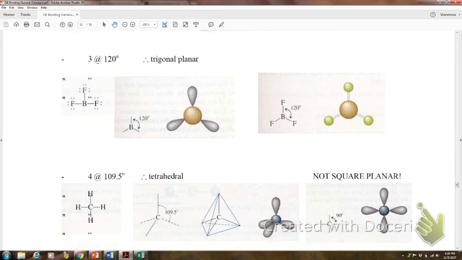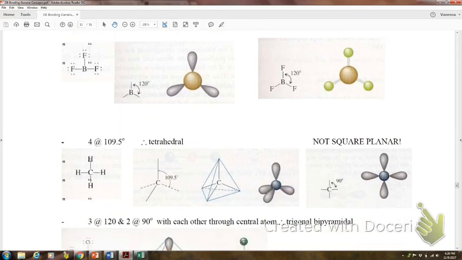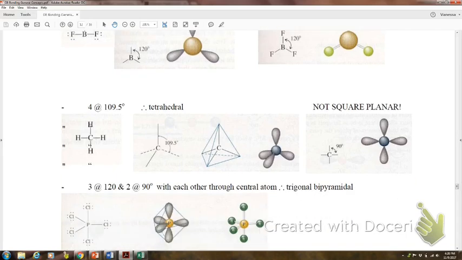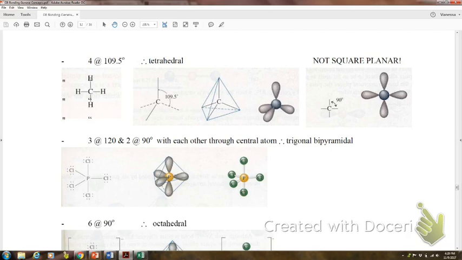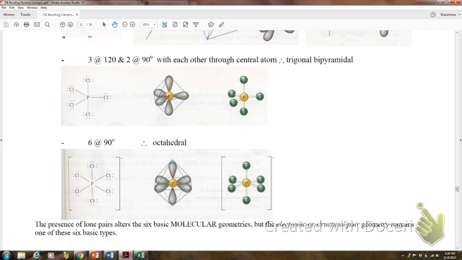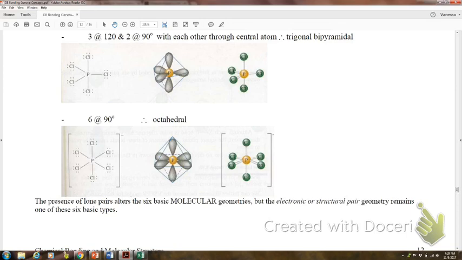If you are at 4 for tetrahedral, you're at 109.5, and this is electronic as well if you've got 4 areas of electron density. So we call that tetrahedral. Do not call it square planar. That's a different structure, okay? For trigonal bipyramidal, which is 5 things bonded, no lone pairs, you're going to have 3 angles at 120, 2 at 90. Octahedral, of course, is 6 of them at 90.